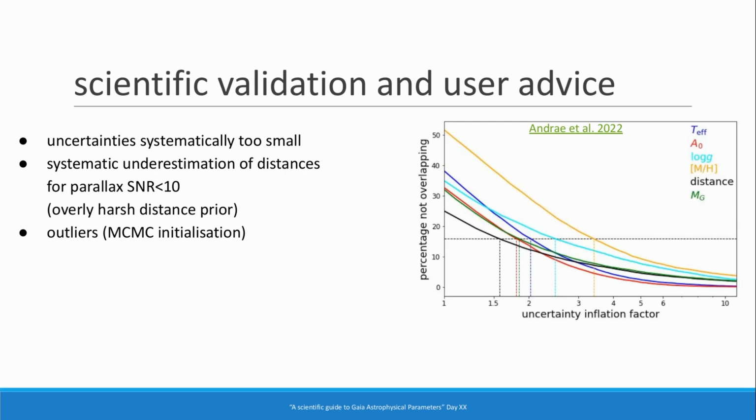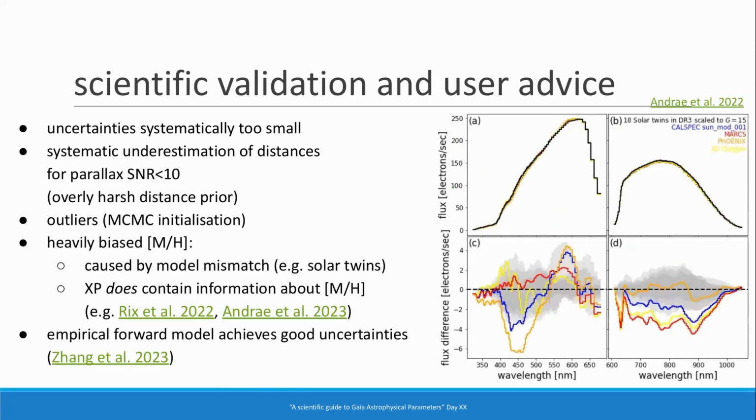There are also a sizable fraction of outliers in the GSPPhot results, which we traced back to the poor initialization of the MCMC. The MCMC did converge in these cases, but it converged to the wrong solution. And one main limitation of GSPPhot in data release 3 is that the metallicities that GSPPhot estimates are heavily biased, to an extent where I, as the GSPPhot person, will tell you: do not use the metallicities from GSPPhot in data release 3.